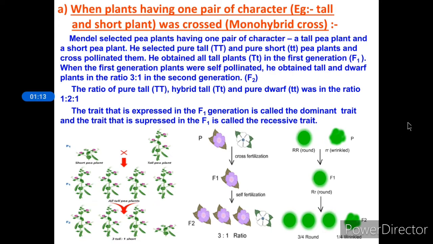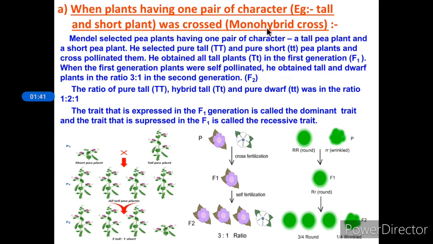When plants have one pair of characters, he chose one pair of characters, and in this case he chose height. That is a tall plant as well as a short plant. A short plant is also known as a dwarf plant. And it was crossed. That is why it's known as a monohybrid cross. Mono means one character is being selected.